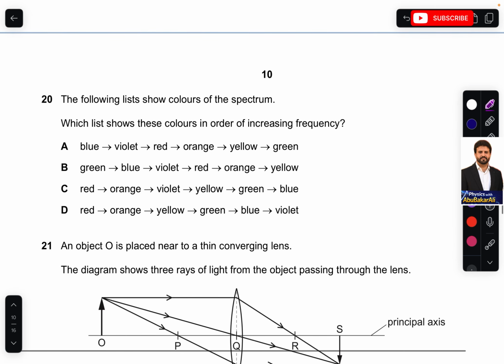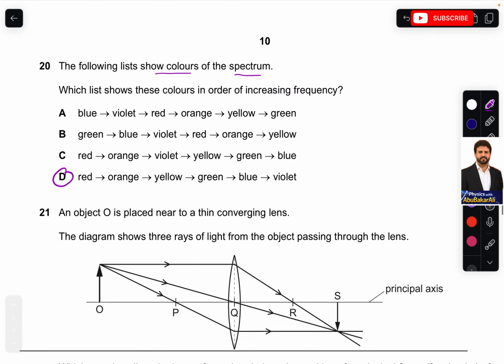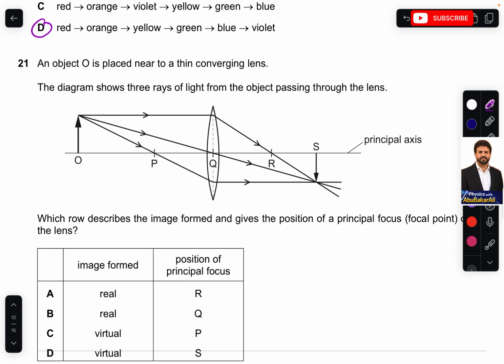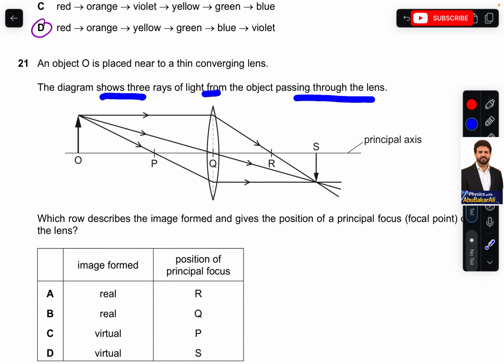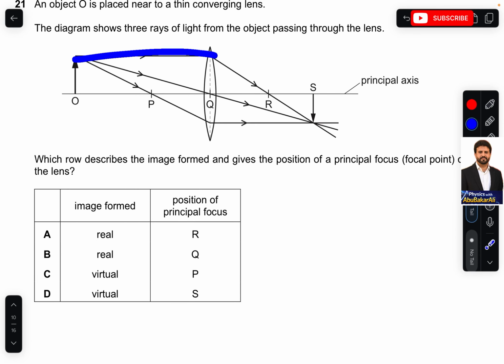Moving forward, question 20. The following lists show colors of the spectrum, and which list shows these colors in order of increasing frequency? It's option D, that is correct. You have to memorize this pattern. Okay. Question 21. An object O is placed near a thin converging lens. The diagram shows three rays of light from the object passing through the lens. Which row describes the image formed, the nature of the image, and gives the position of the principal focus? Okay. First thing, if you see, the rays are going through the lens and they are actually meeting.